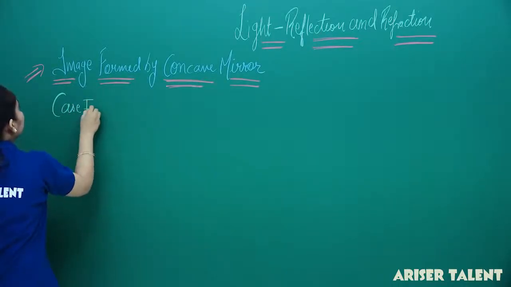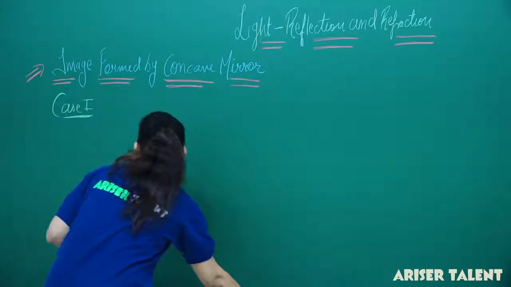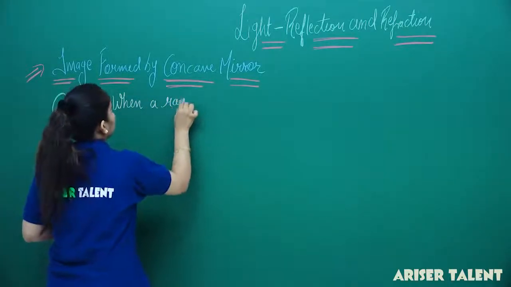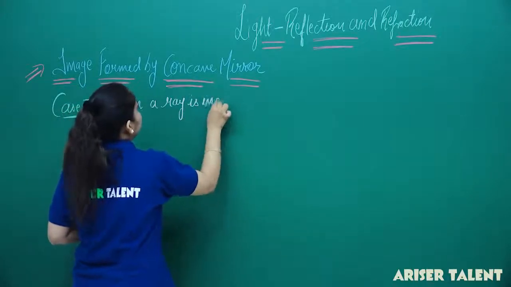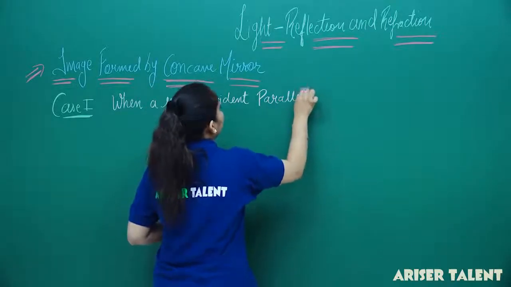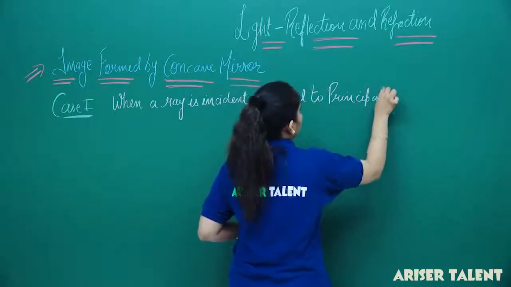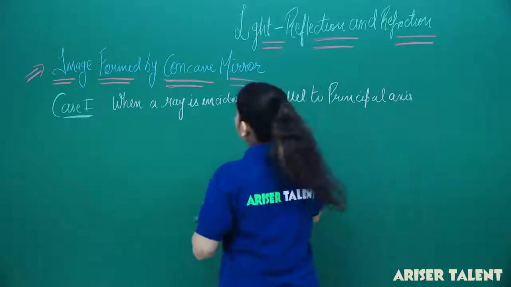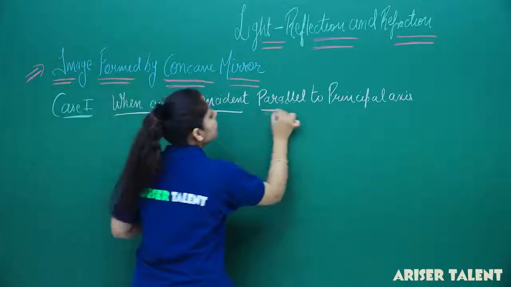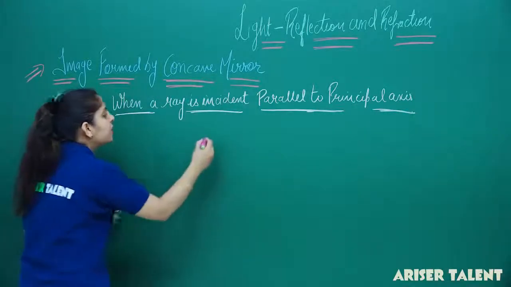So what is case number 1? When a ray is incident parallel to the principal axis. So our first case is when a ray is incident parallel to principal axis. So, when a ray is incident parallel to the principal axis, what will happen in case of the image formed by the concave mirror? So, just have a look at this.